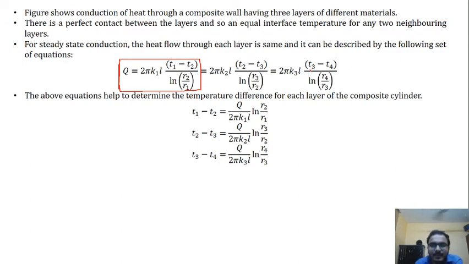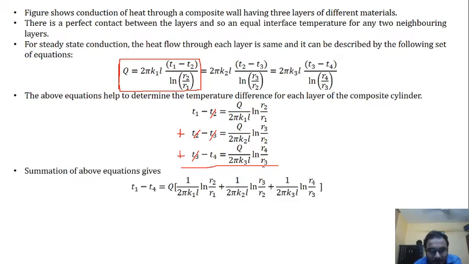And now, as we have done in our theory of composite walls, we can sum all three equations together. So when we add these two equations with the first equation, then T2 will get eliminated and T3 will get eliminated. So we will be left with only T1 minus T4 on the left hand side and the summation of these three terms on the right hand side. So let's see. So we are getting a formula like this.